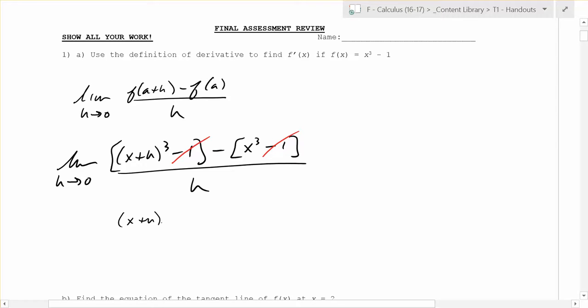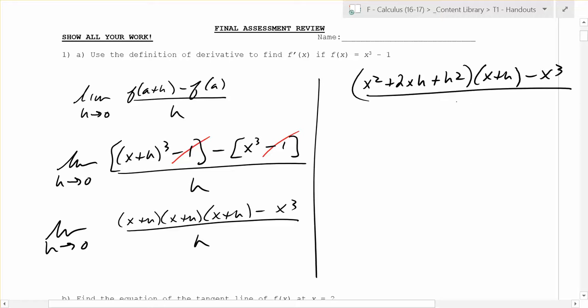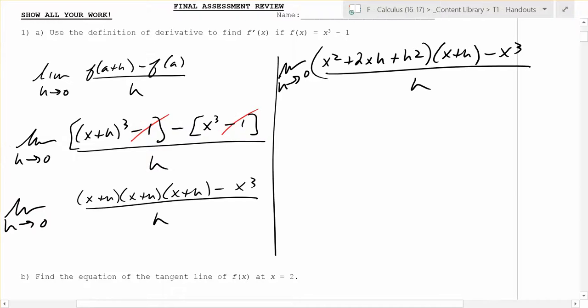You have to multiply it out, right? You have to do that whole thing out. So you have x plus h minus this cubed, all over h, right? Do you agree with that? So when you do that out, do the square first. You get x squared plus 2xh plus h squared, times x plus h, minus x cubed, all over h, right?